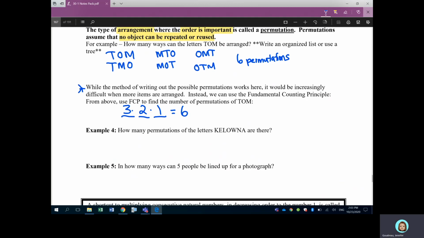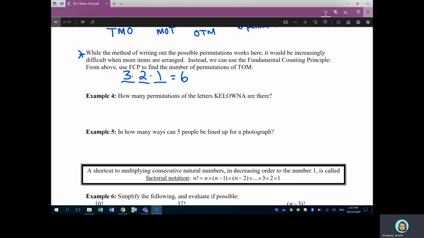Let's do the same with example 4. How many permutations, so there's that word permutations, which tells us that we are making arrangements, of the letters of Kelowna are there? So what I like to start by doing is counting up the number of items we have here. So there are 7 letters that we are arranging, or 7 items. The other thing that we want to check for is we want to make sure that each of those items is distinct, that we don't have any repeating or identical letters.